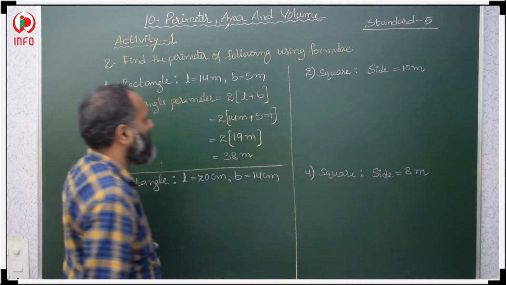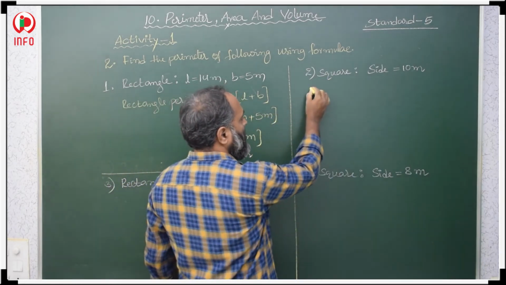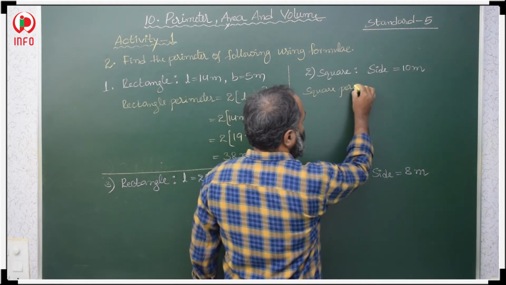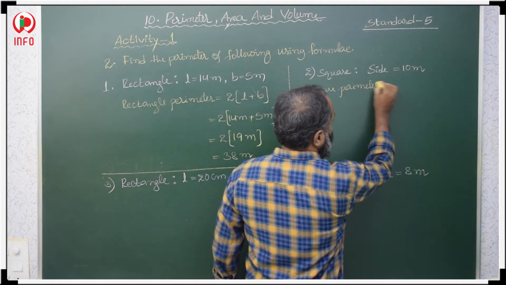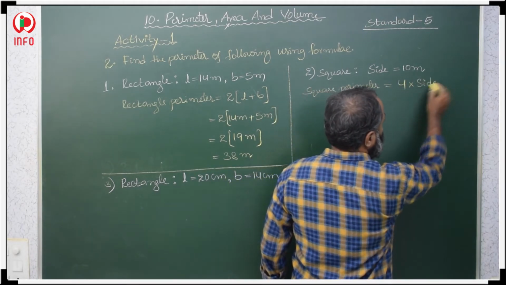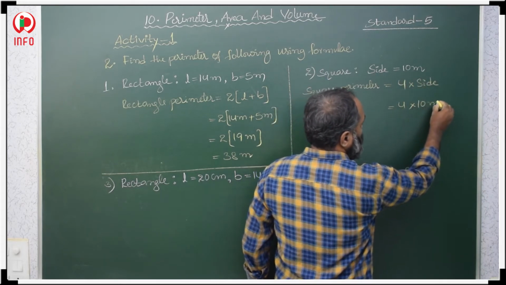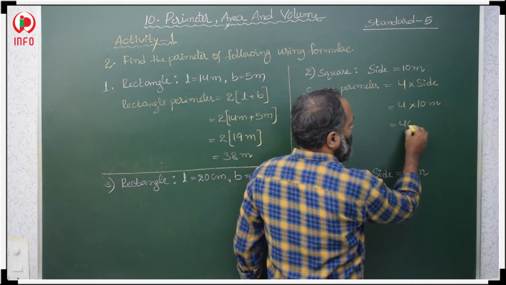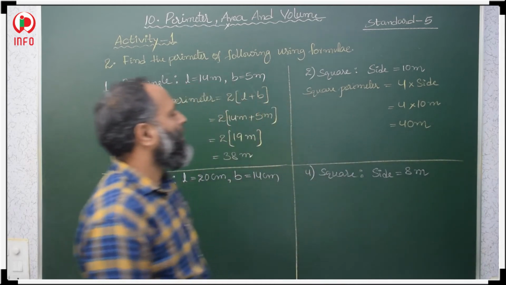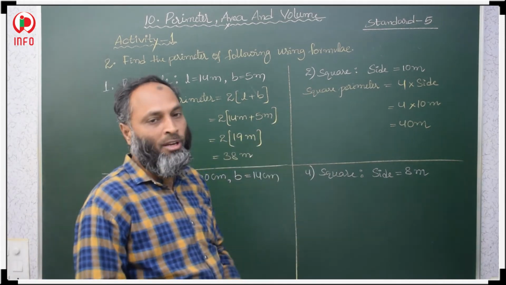Next, here a square is given. We have to find the square perimeter. Square perimeter formula is 4 into side. 4 into, what is our side here? 10 meters. 4 tens are 40 meters. This is the square perimeter. That was the rectangle perimeter, and this is the square perimeter.